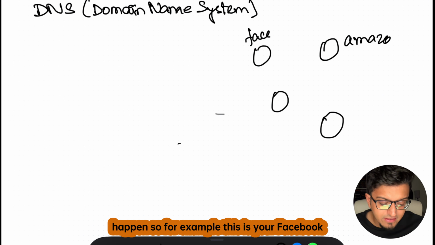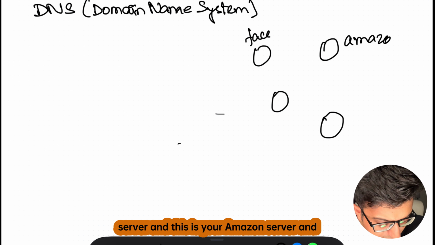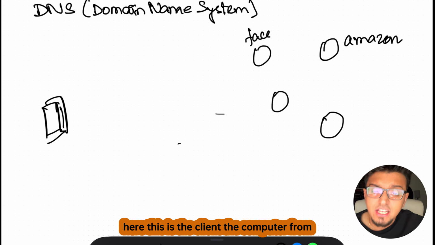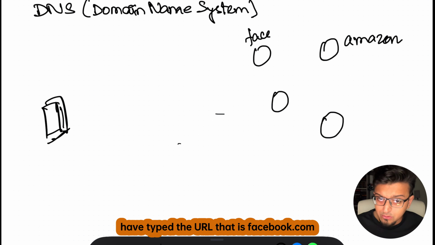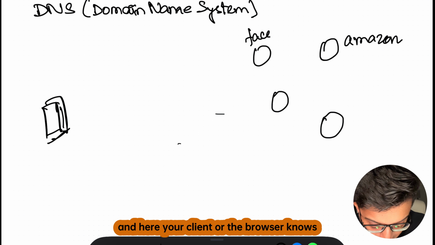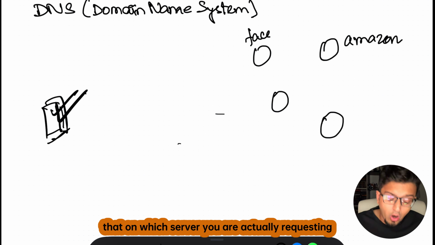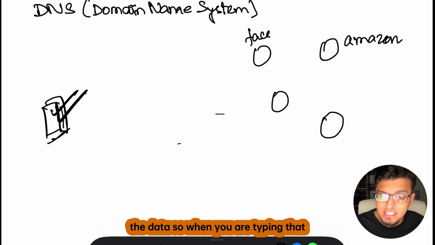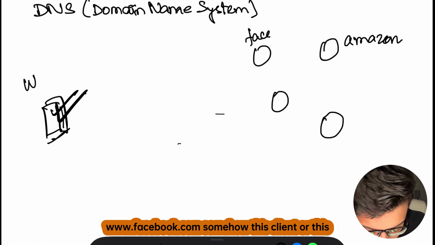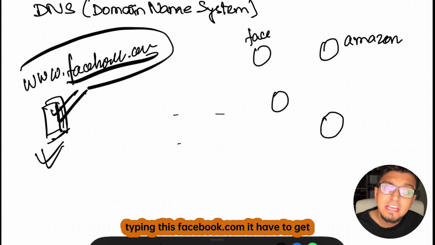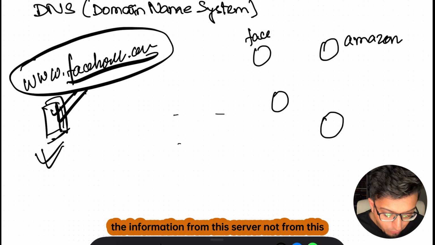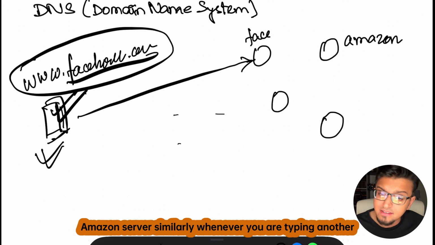For example, this is your Facebook server and this is your Amazon server. And here this is the client, the computer from where you are accessing the internet. So you have typed the URL, that is facebook.com. Here your client or your browser knows on which server you are requesting the data. When you type www.facebook.com, somehow the browser has the knowledge that it has to get the information from this server, not from this Amazon server.